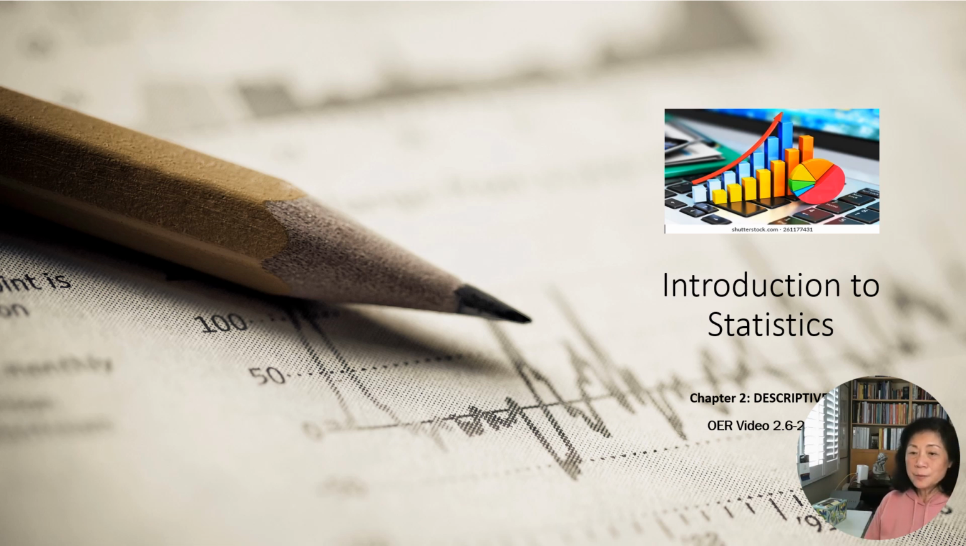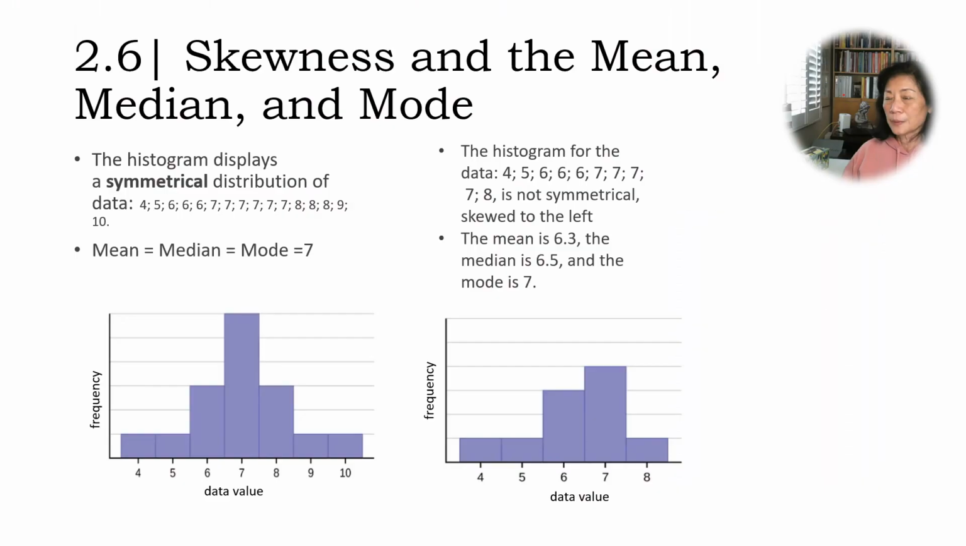In this video we continue our chapter 2, the last two sections, 2.6 and 2.7. In 2.6 we talk about the skewness of the data distribution and the mean, median, and mode. What is the relation among the three?